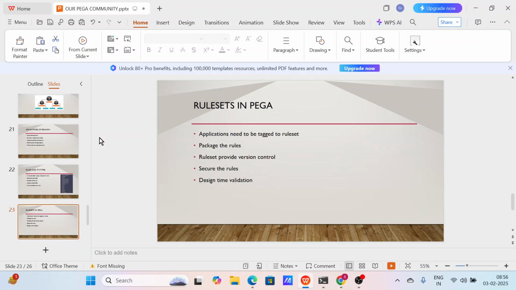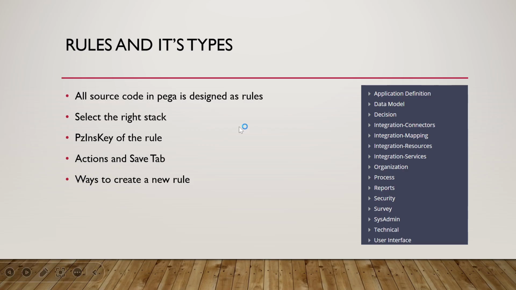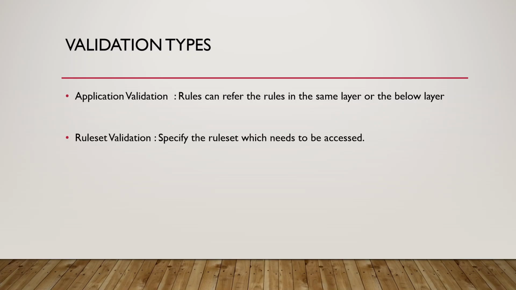I just want you to note down a few questions or just keep an eye on them. What are the rule types that are present in Pega? Which rule type will we be using for different scenarios? This can be a question. What is the use of the pzInsKey? Whenever you create any rule, it's important for you to select the right stack. Then we have understood what a rule set is. What are the rule set versions? What is the importance of securing the rules? Validations are also important. What are the validation types? What is an application validation? What is a rule set validation? You need to have an example in your mind when someone asks you to explain them.